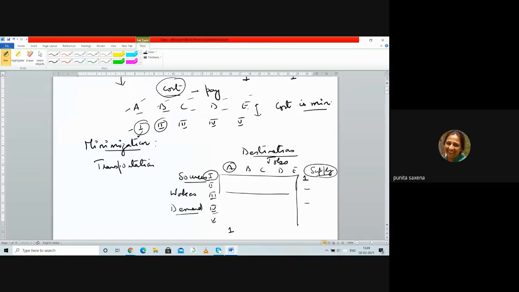That means the entries in each row and the entries in each column is 1. And since we need a balanced transportation problem, my number of rows must be equal to the number of columns. My jobs to be assigned must be equal to the number of workers who can perform those jobs. That is the only additional requirement.